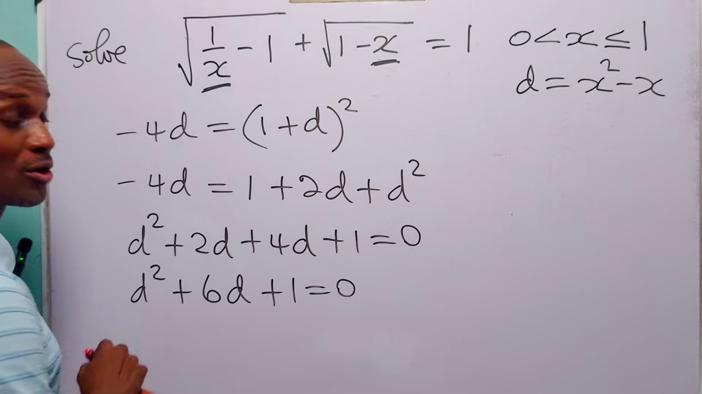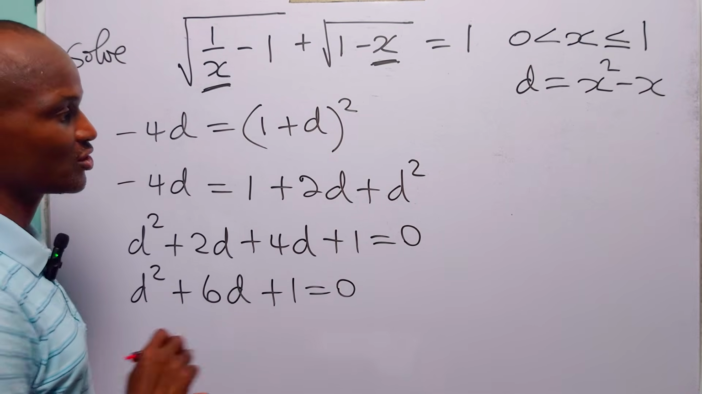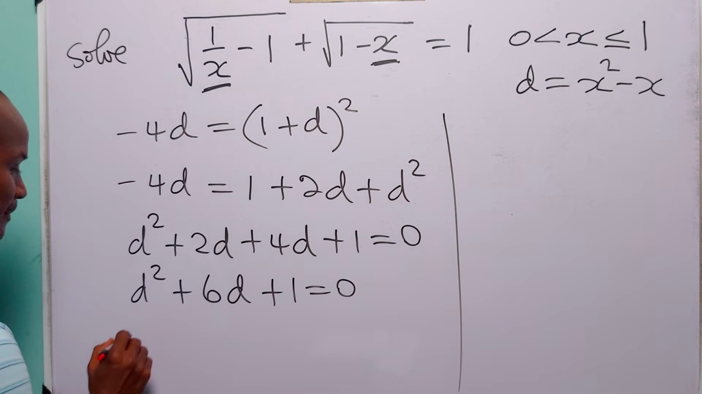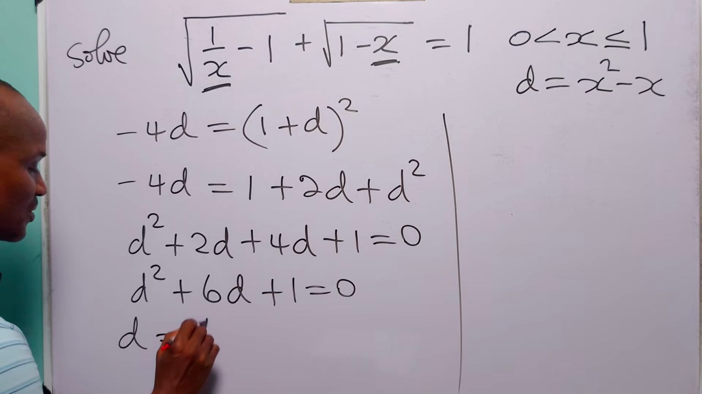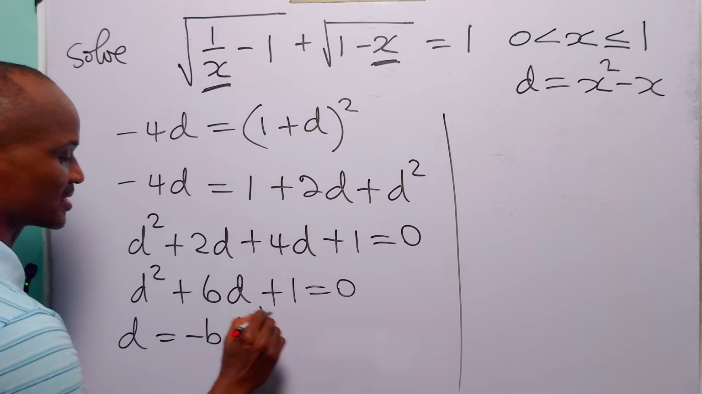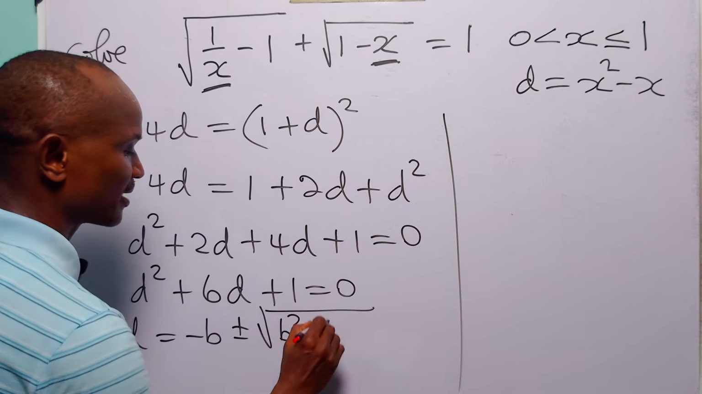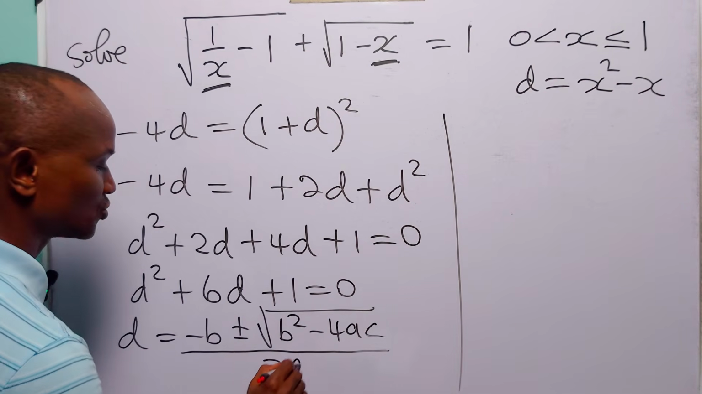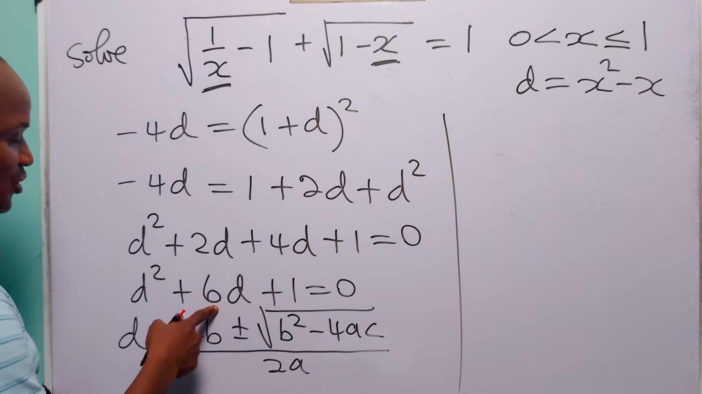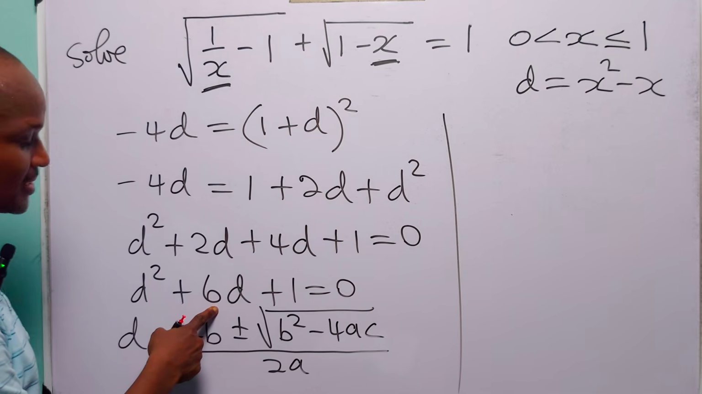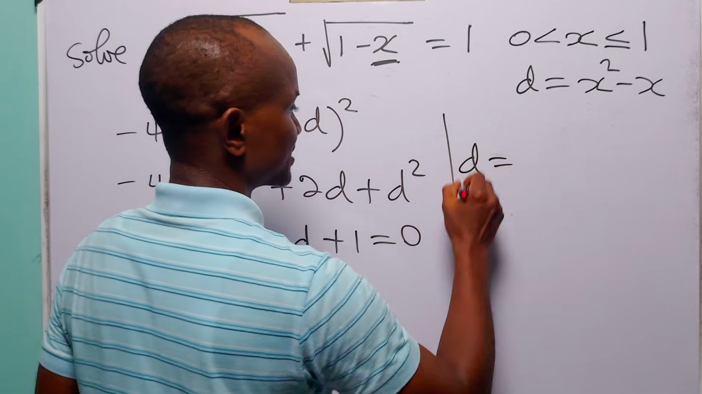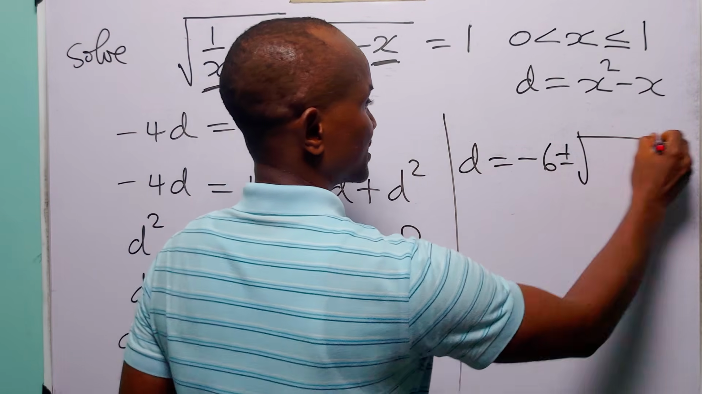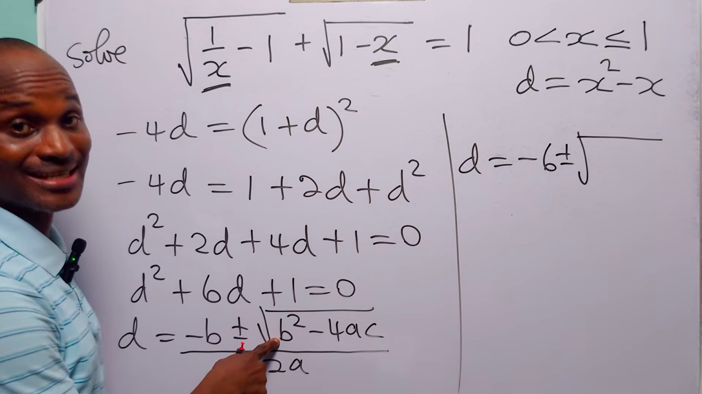Now, we cannot solve this quadratic equation by factorization. So let us solve it using the quadratic formula. We have that d is equal to minus b plus or minus the square root of b squared minus 4ac divided by 2a. Now, of course, you know that b is equal to 6. So we have that d is equal to minus 6 plus or minus the square root of 6 squared is 36.